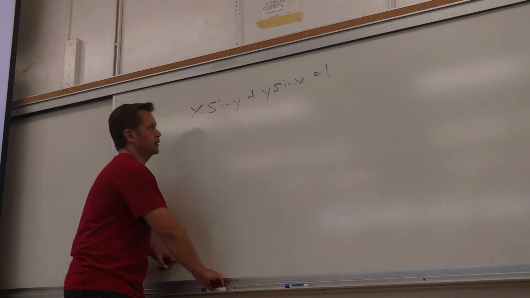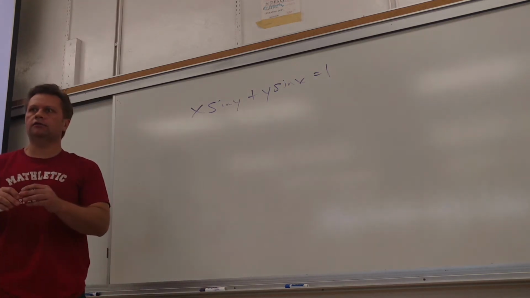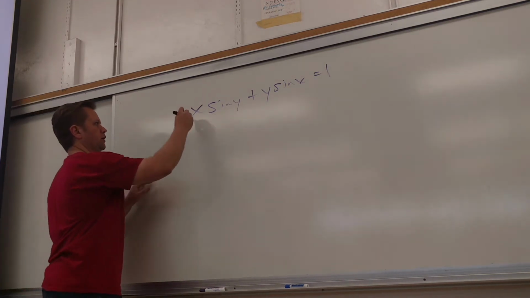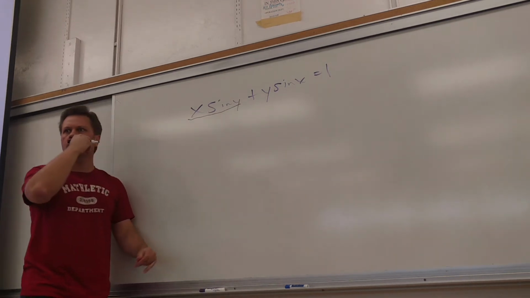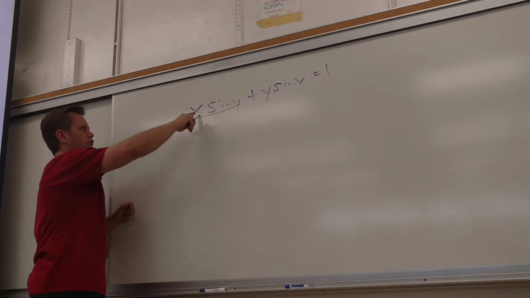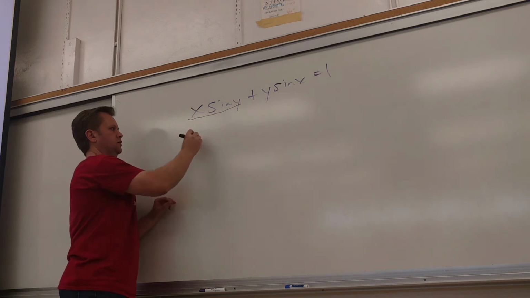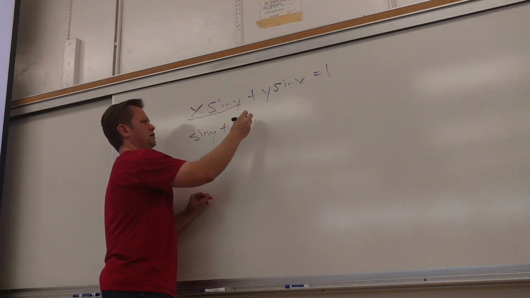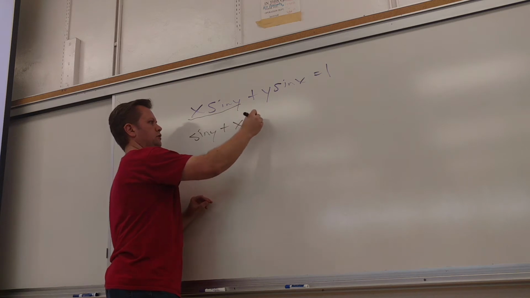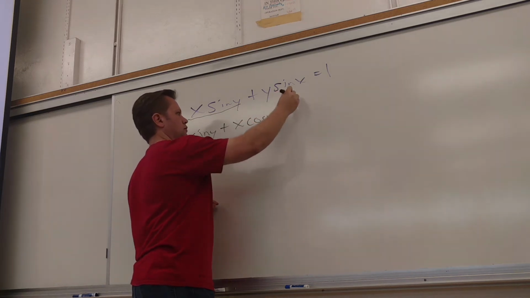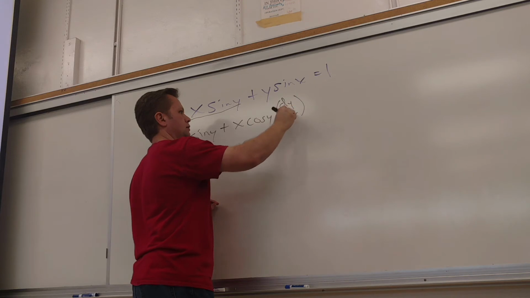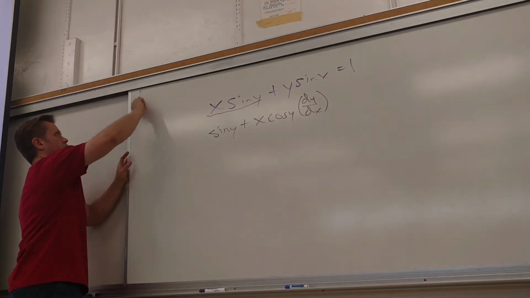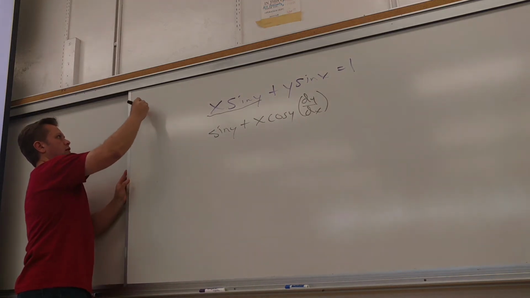So if you weren't here last time, you're like, what the hell? Well, let's see. How do I do it? What fundamentally is going on there? Product rule. The derivative of x is 1 times sine y, plus x times the derivative of sine, that's cosine y, times dy/dx.